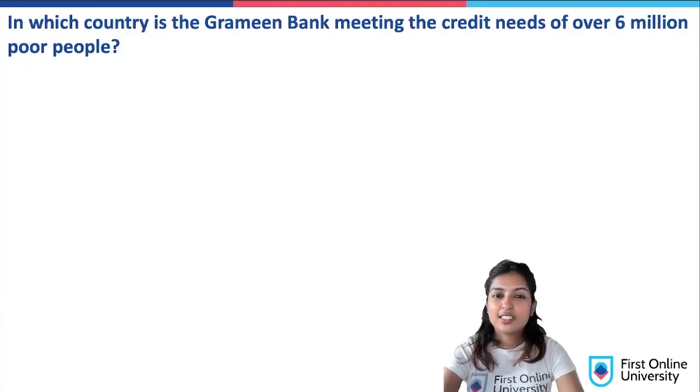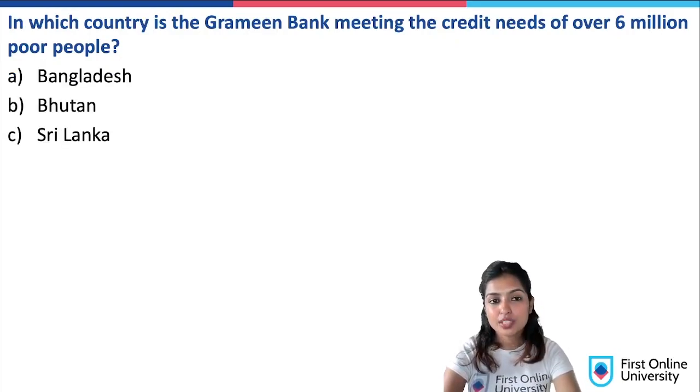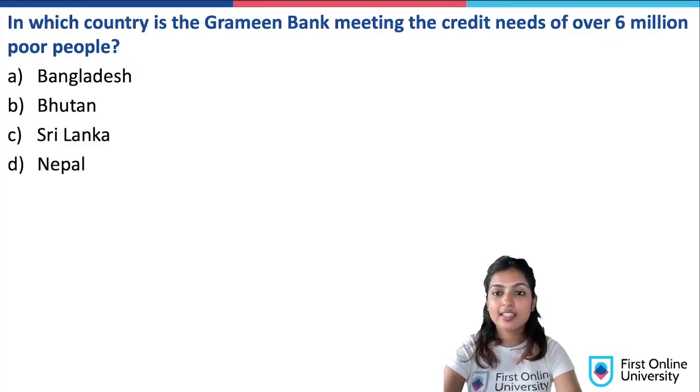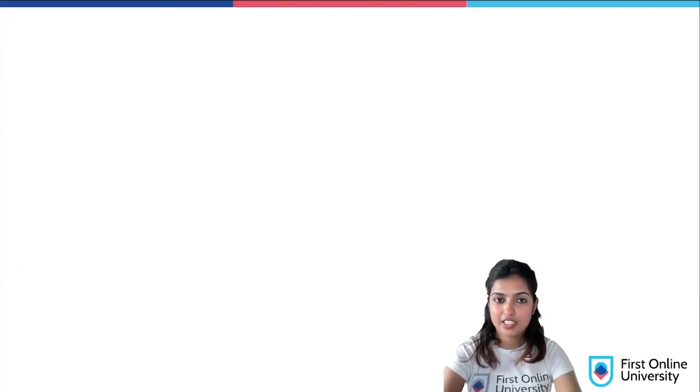In which country is the Grameen Bank meeting the credit needs of over 6 million poor people located? A. Bangladesh. B. Bhutan. C. Sri Lanka. D. Nepal. This is again a very factual question, and the answer should be remembered. The answer is A, Bangladesh.